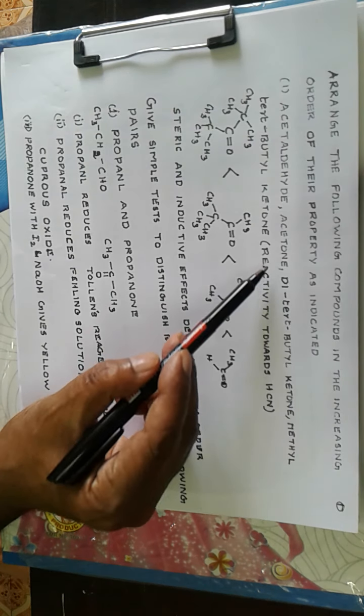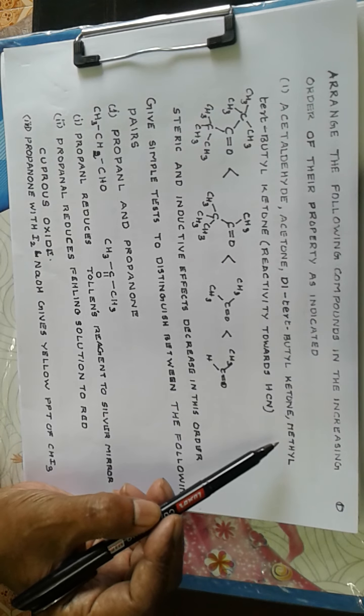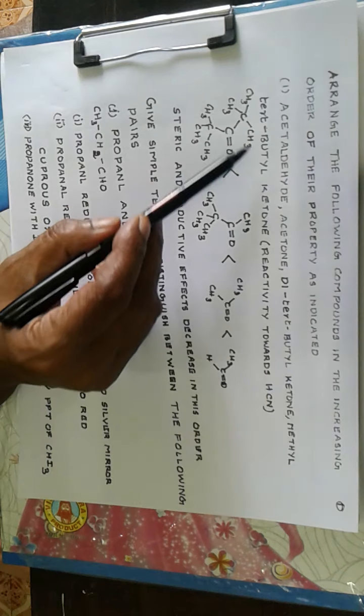Now some questions from the exercises. The first type of question is, arrange the following compounds in the increasing order of their property as indicated. Now first compound is acetaldehyde, then acetone, di-tertiary butyl ketone, methyl tertiary butyl ketone.